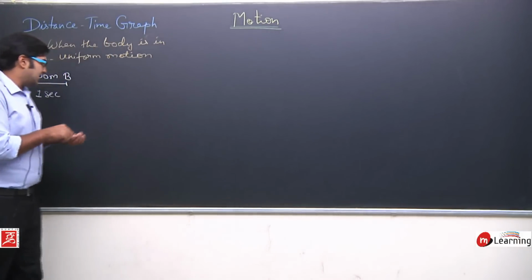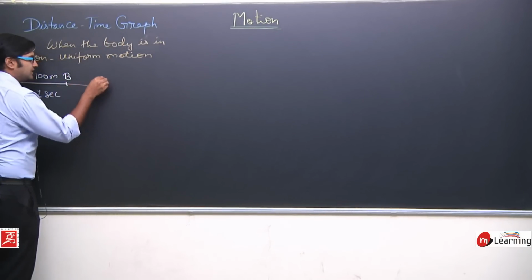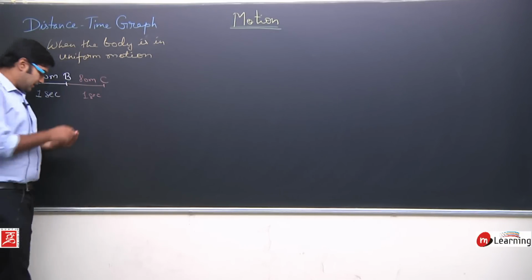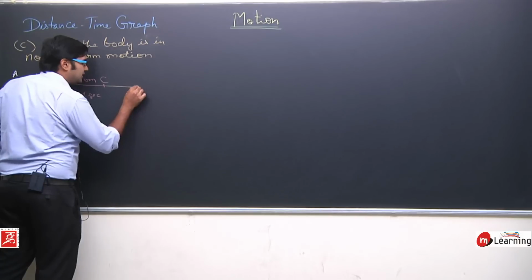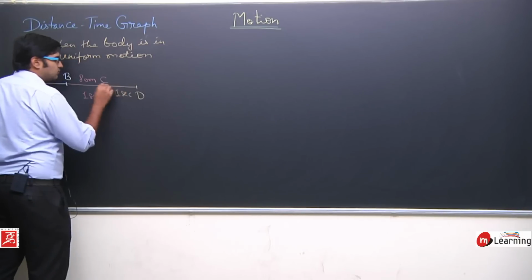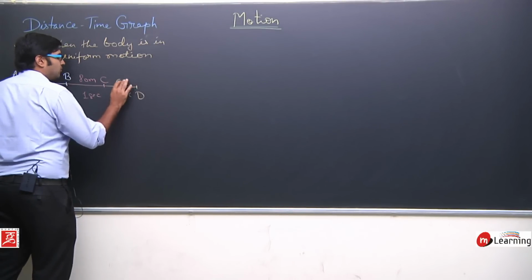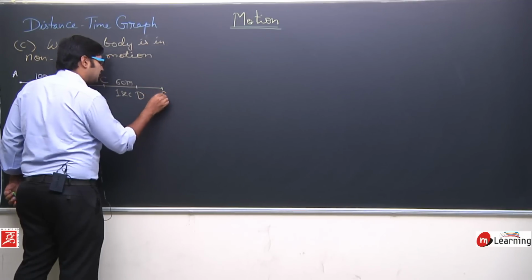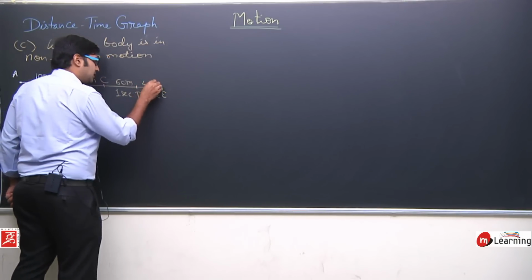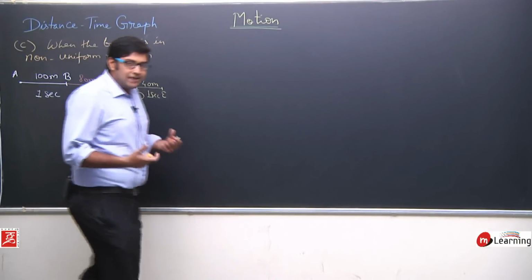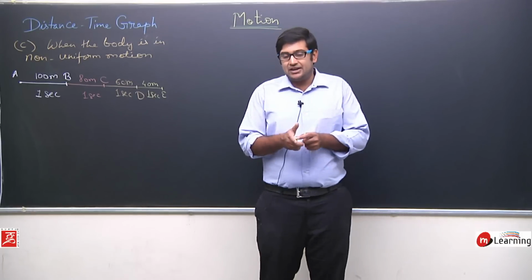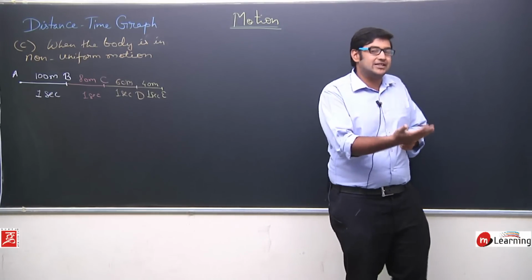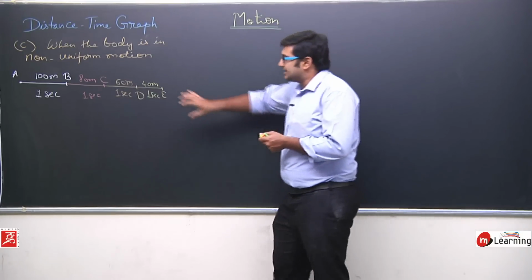Now in the next 1 second, let's say it moved to point C, which is 80 meters away from point B. Then in 1 second it moved to point D, which is 60 meters away from point C. Then let's say it moved to point E in 1 second, which is 40 meters away from point D. So I have just taken an object which is traveling 100 meters in the first 1 second, then 80 meters in the next 1 second, then 60 meters, then 40 meters and so on. This is just an example.